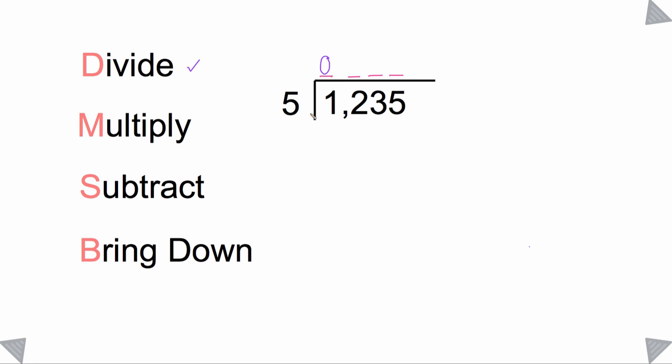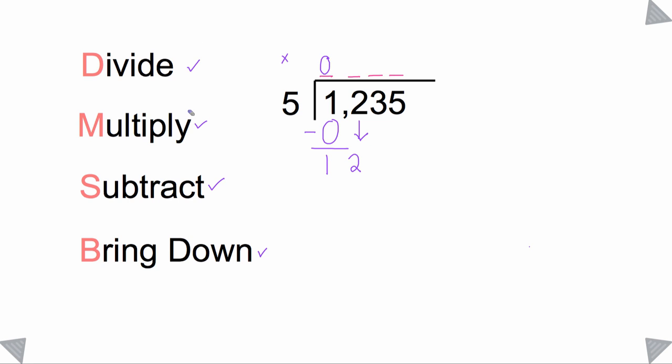That's divide. Then we're going to multiply. 5 times 0. We can put a little multiply sign here to help us remember that's what we multiply. 5 times 0 is 0. Now, we're working with this parking space, so this is the area we need to be working in. We then subtract. 1 minus 0 is 1, and then we need to bring down. That is one complete step of division.